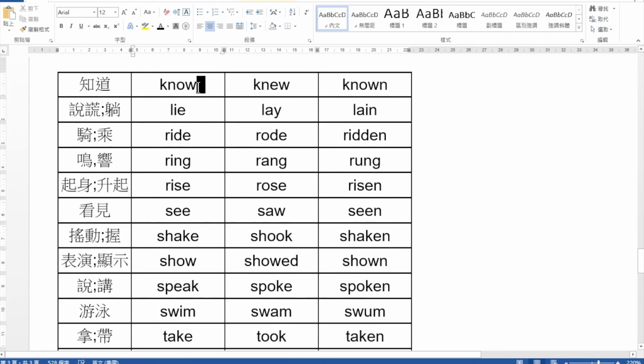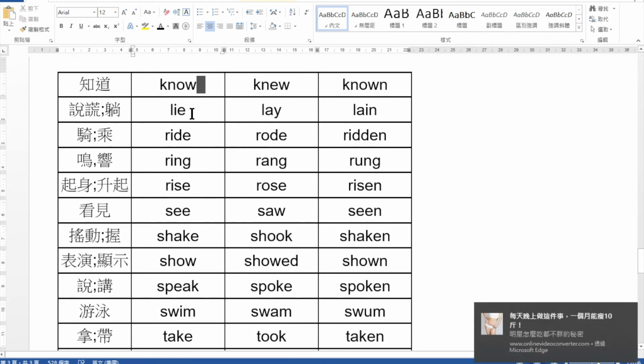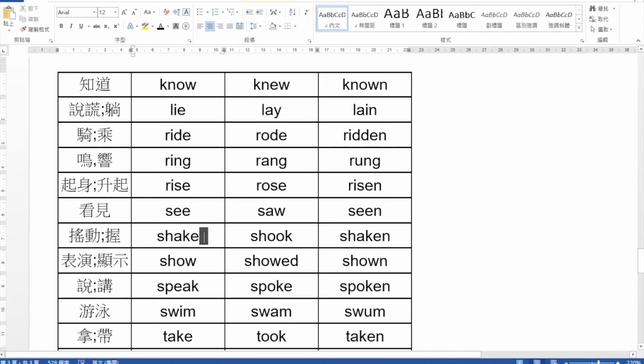Know, knew, known. Lie, lay, lain. Ride, rode, ridden. Ring, rang, rung. Rise, rose, risen. See, saw, seen. Shake, shook, shaken. Show, showed, shown.